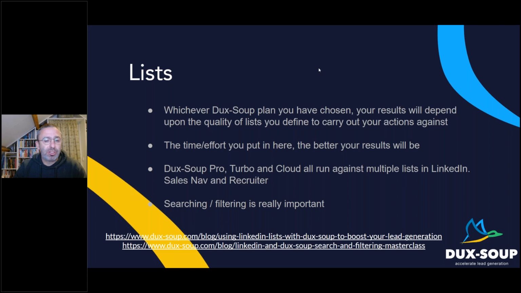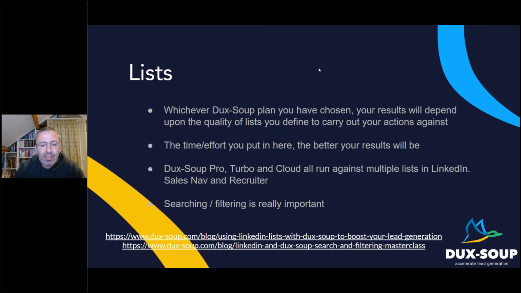Now there are 2 URLs here at the bottom of the page. Both of them are blog posts, which are some of our most read content. One of them is using LinkedIn lists with Dux Soup, and I will touch on these lists when I do the demo in a minute. All the different lists that you can run Dux Soup against. When you go to a list in LinkedIn, and the Dux Soup icon in the top right-hand corner turns green, that's when you know Dux Soup recognizes that list as something you can process.